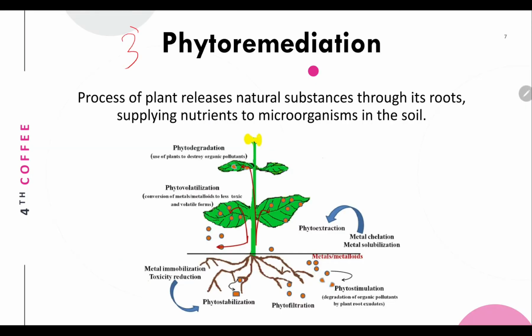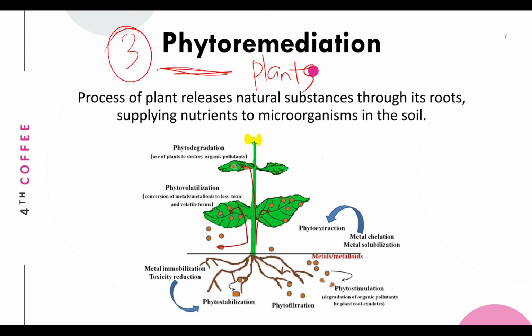The third type of bioremediation is phytoremediation. As mentioned just now, phyto means plants. So it is a process of remediating, biodegrading the contaminants by using plants. It is the process of plants releasing natural substances through their roots, supplying nutrients to microorganisms in the soil. Then the microorganisms, when they are fully packed with the nutrients, can grow bigger and do their job, to biodegrade the contaminants in the soil.